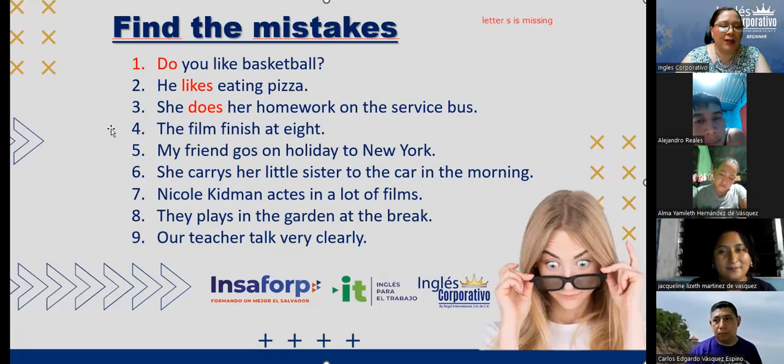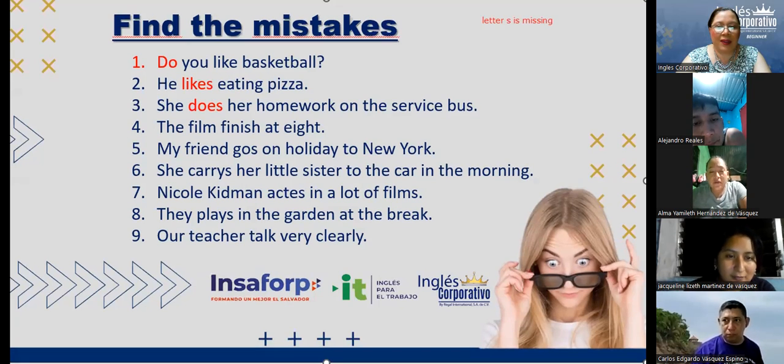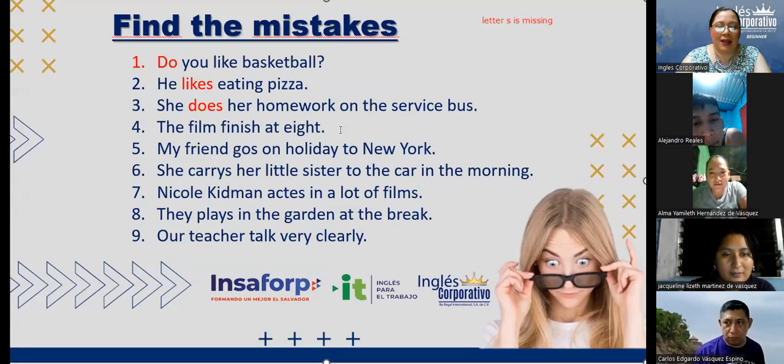Okay, number four. Number four. Jacqueline, please, number four. The film finished at 8. Okay, is it correct or it is incorrect? What do you think? Is it correct or incorrect? The film finished. Incorrect. Why? Letter PM o AM. O sea, no dice si es mañana o es tarde.